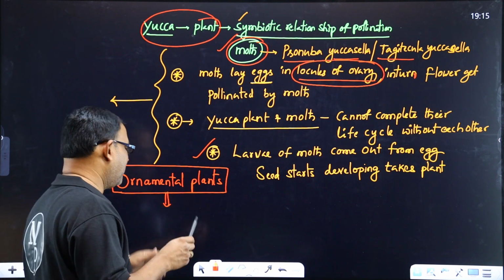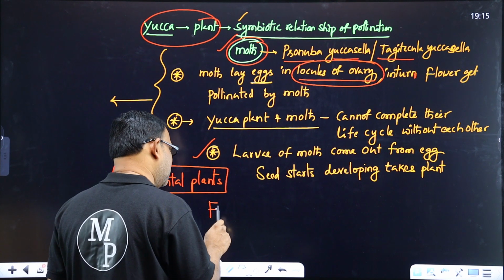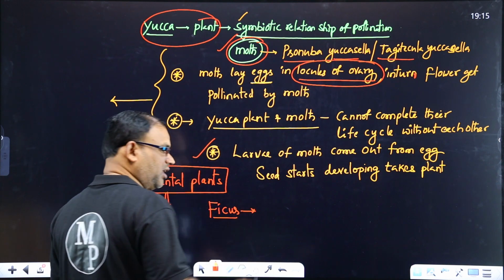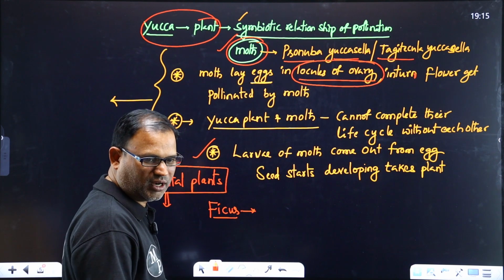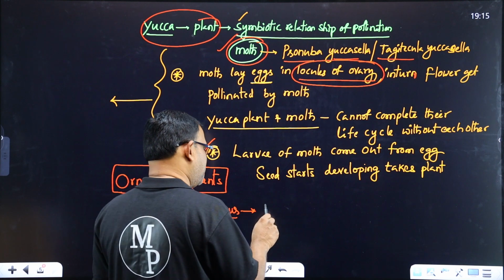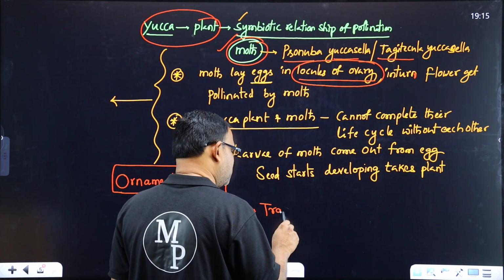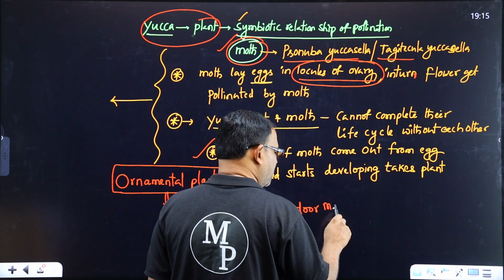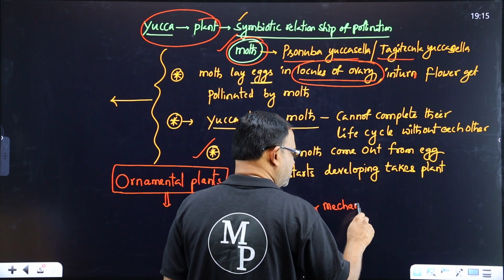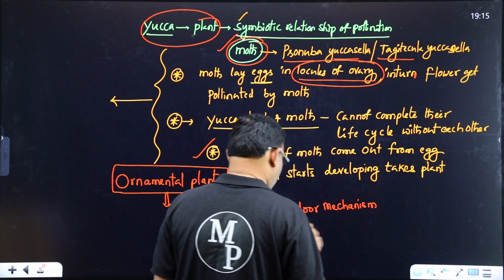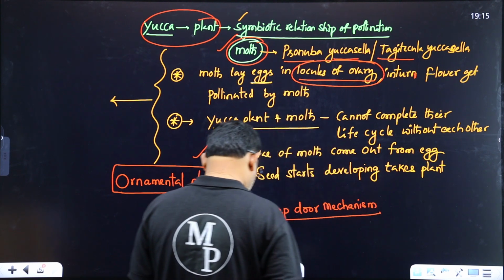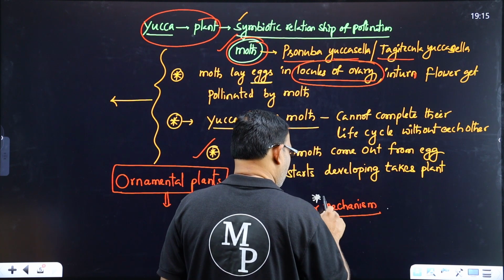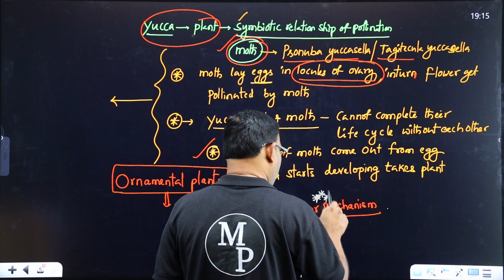Ficus. A question is likely to come from Ficus here. That is important. In Ficus species there is one special type of pollination mechanism. The special pollination mechanism is called the trapdoor mechanism. It is a most important line. Trapdoor mechanism, that is very important.